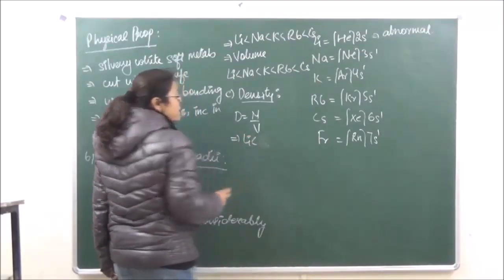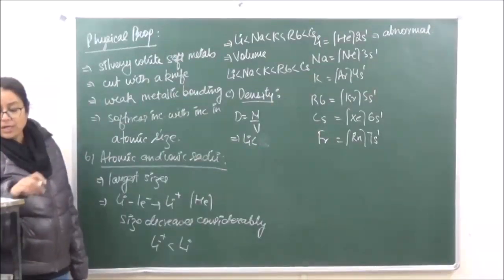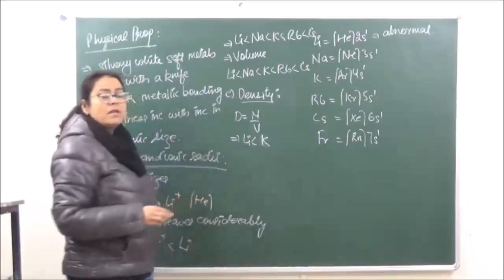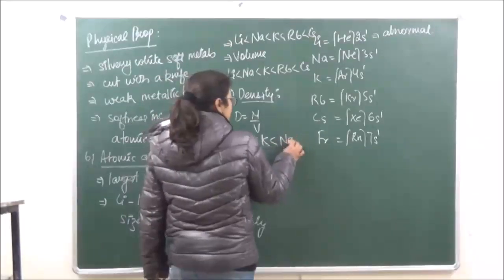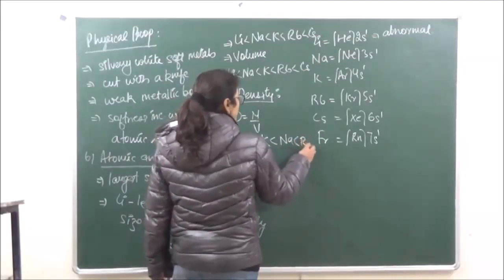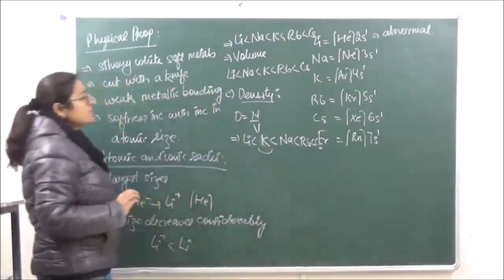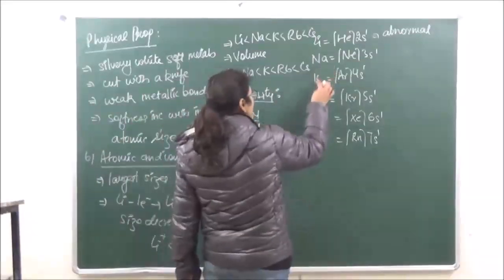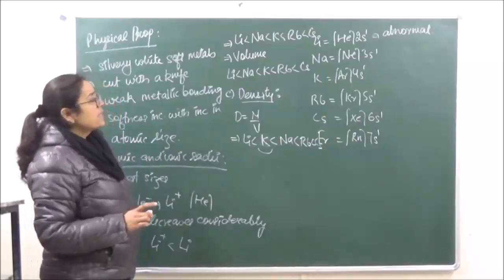Now over here there is one anomalous trend. So this is going to be important. It is seen that potassium has abnormally a lower density than sodium. So the trend which is going to be followed over here is this. Now why is this happening? The reason behind this is that when we go from sodium to potassium, what will happen? The size should increase.